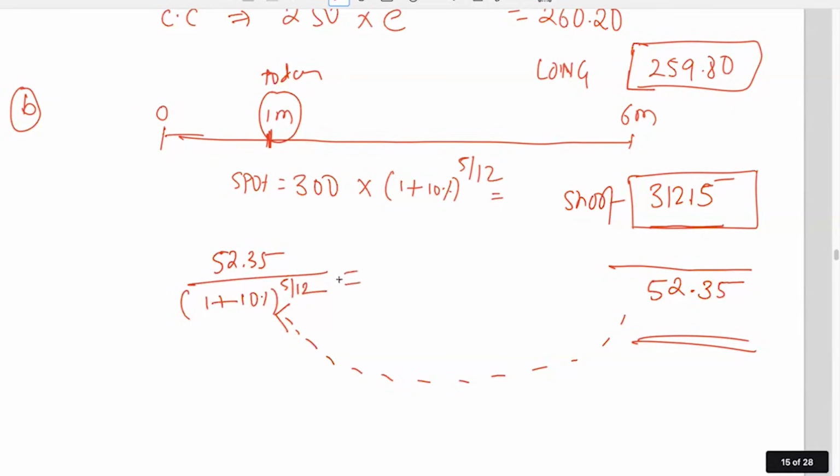Now this time around, I just feel like doing this on TVM rows. I'm going to do it on TVM row just for fun. So 52.35 is the future value. 5 by 12 is the N. So 5 divided by 12 is the N. 10 is the IY. Compute present value. I'm getting 50.315, which is my final answer, which is a positive mark-to-market value for the long position.